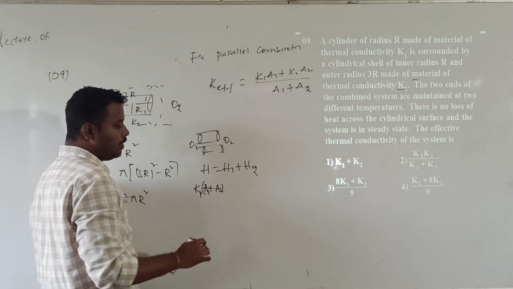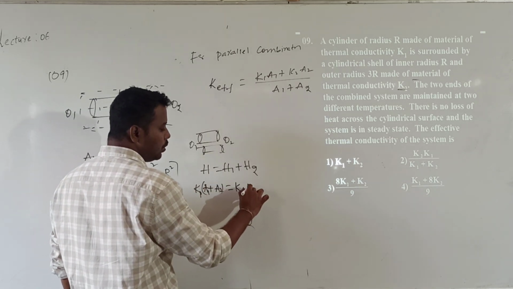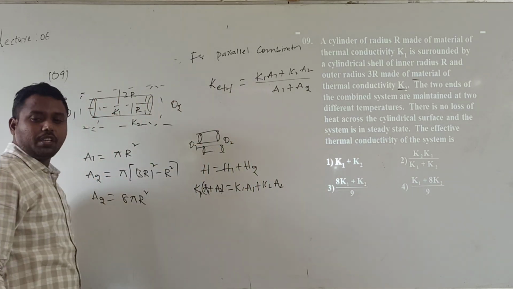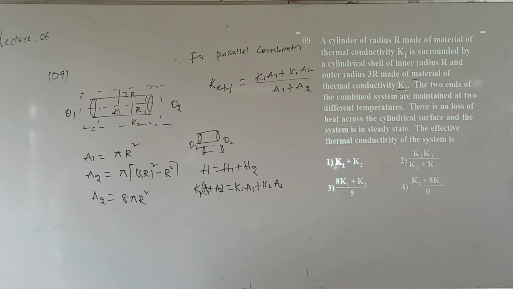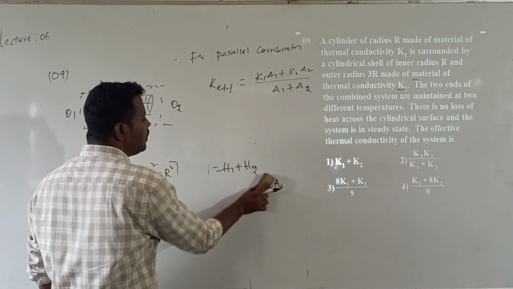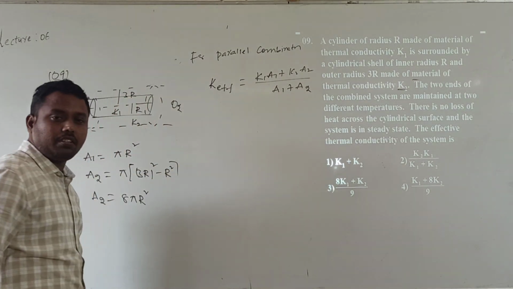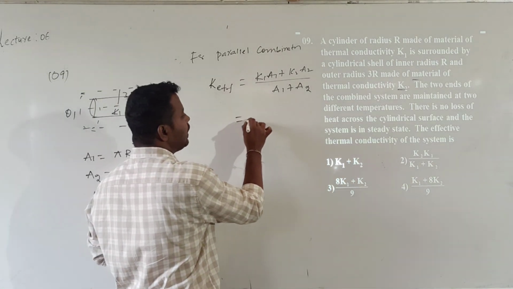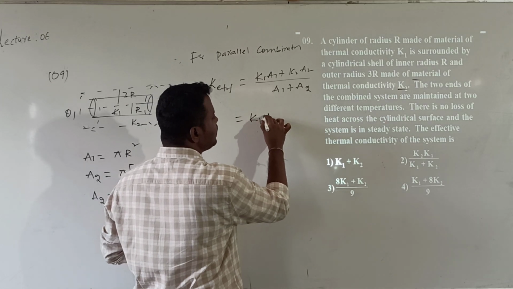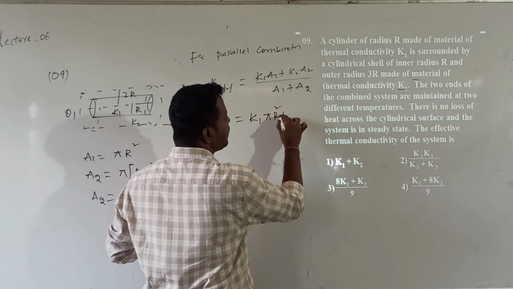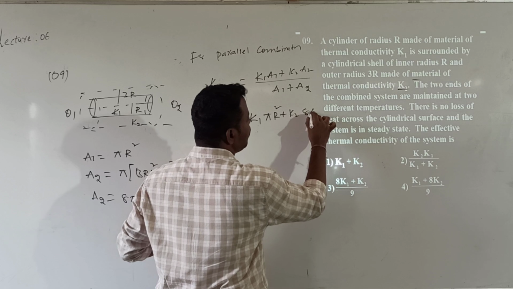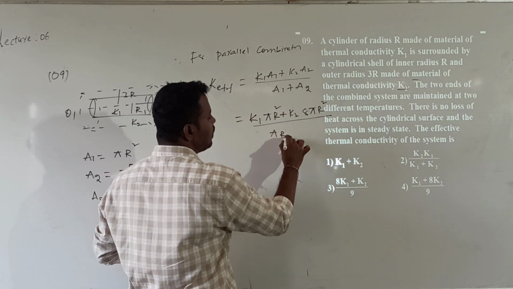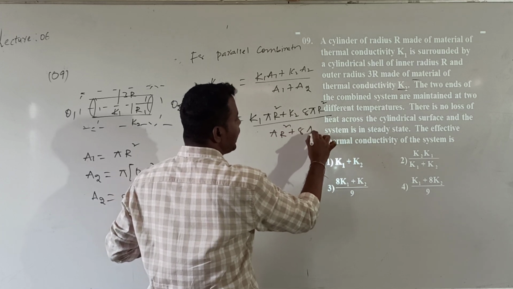Remaining all are same, will be equal to K1 into A1 plus K2 into A2. From this we will get K effective is equal to K1 into A1 plus K2 into A2 divided by A1 plus A2. Substitute the values of A1 and A2. So what will I get as the answer? K1 into pi r square plus K2 into 8 pi r square divided by pi r square plus 8 pi r square.